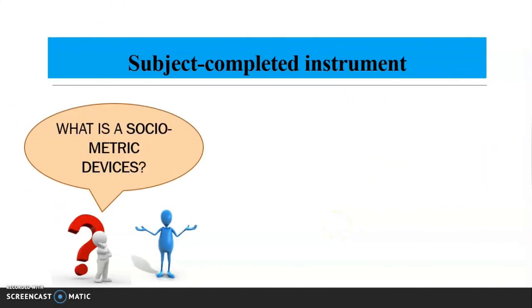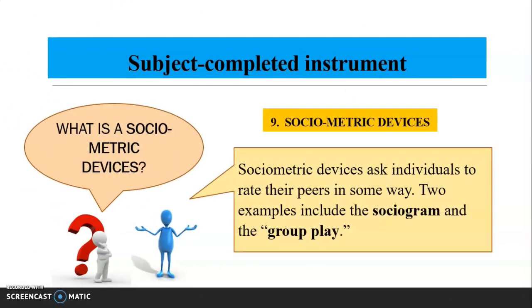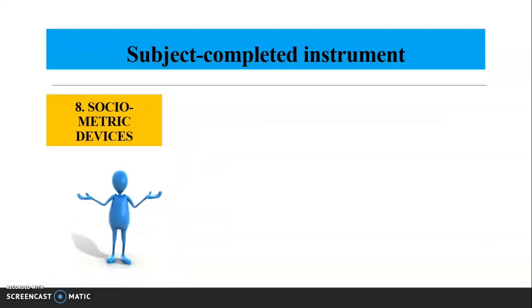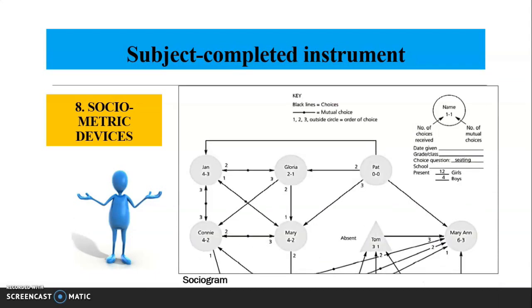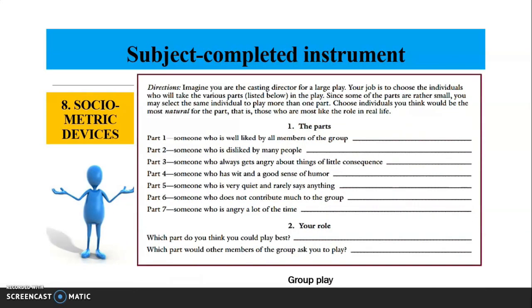What is a sociometric device? A sociometric device asks individuals to rate their peers in some way. Two examples include the sociogram and the group play. This is an example of a sociogram. And this is an example of a group play.